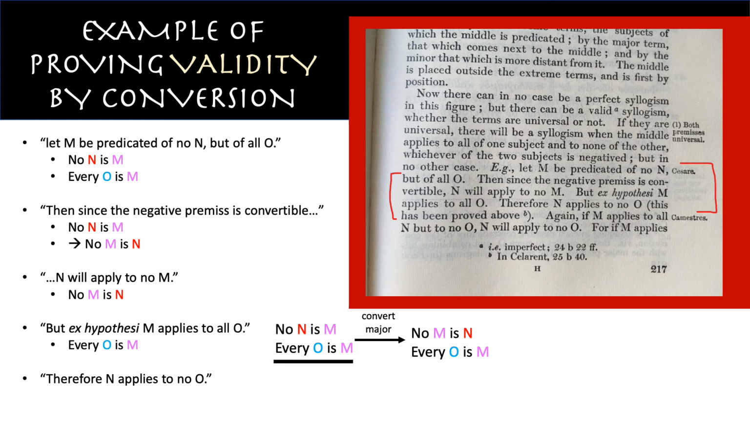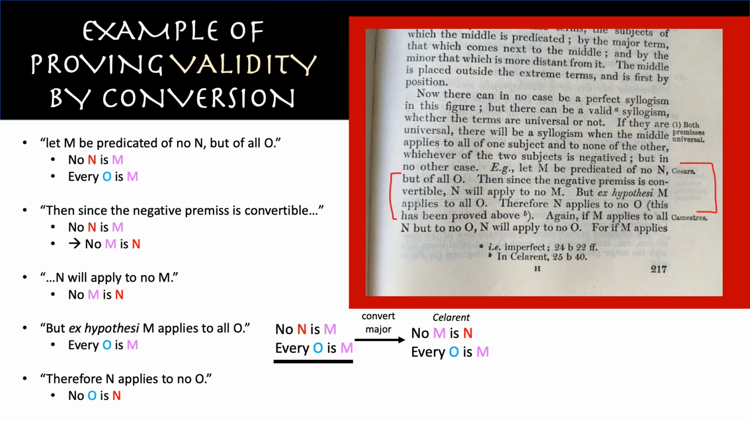Now let's look at the last part of the quotation. Therefore, N applies to no O. This means no O is N. How do we get that? So consider the two premises. We've converted the major premise such that it reads no M is N. The minor premise is unchanged.